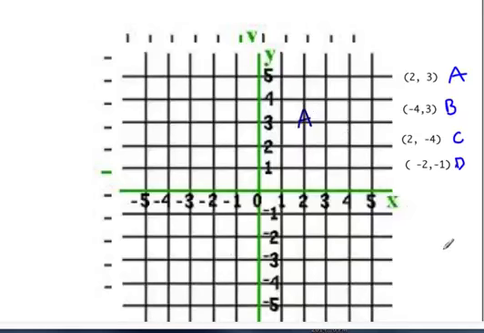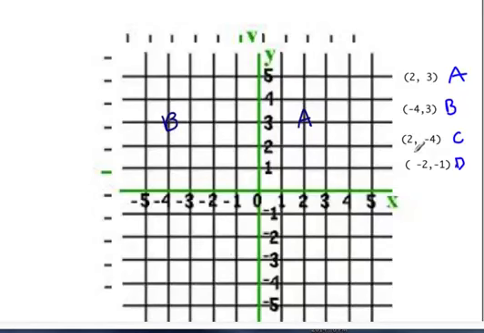The next one is -4, 3. So I use my x-axis first. So I go over to -4 and I go up 3 because the next number is positive. So B would be located right here, this intersection.